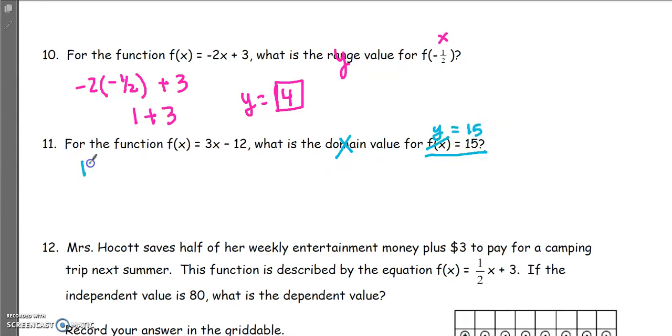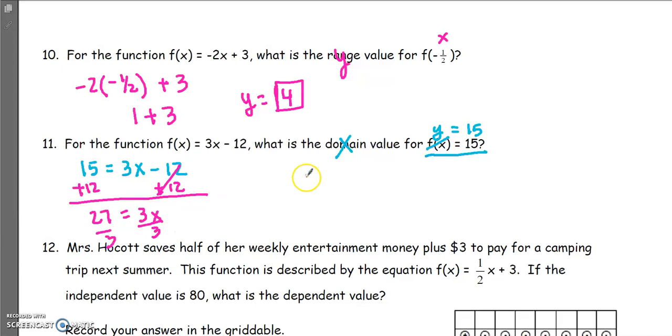So I'm replacing my f of x with 15, and that means I am solving for the variable x. I can do it by hand, or I could plug it into nsolve, but I'll just do it by hand. It's pretty quick. Isolating my x, so I'm going to get 27 equals 3x. Divide both sides by 3. So 27 divided by 3 is 9. So my x value is going to be 9.